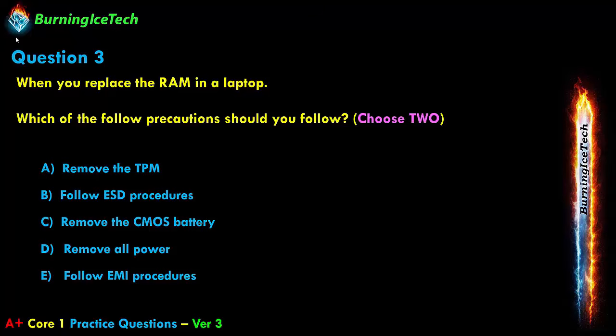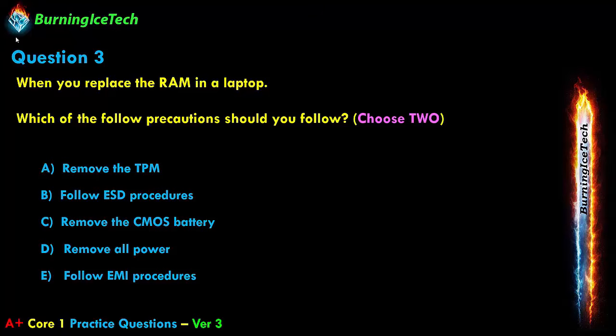Answer C, remove the CMOS battery. Now that's an actual coin cell battery on the motherboard. Once again, this has got nothing to do with the RAM. Removing the coin cell battery will make the BIOS forget its settings. It will forget the boot order, the time and the date. It's going to forget your BIOS password if you have one. Generally, for this to happen, though, it has to be removed for about 5 to 10 minutes, depending on the motherboard. But, yeah, this has got nothing to do with the RAM, so it's not C, folks.